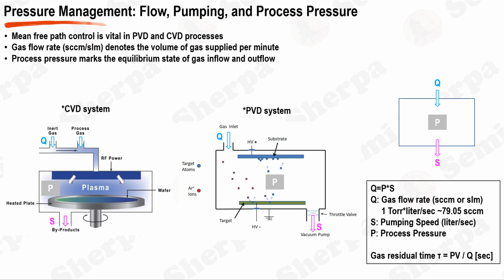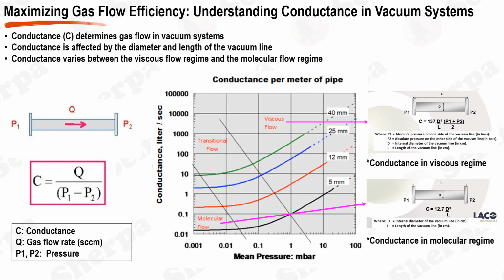is executed. CVD processes, which involve chemical reactions, generally operate at pressures around the Torr level. On the other hand, PVD processes, aiming to exploit long mean free paths, function at much lower pressures, usually at the millitorr level. Conductance, a fundamental concept in vacuum systems, plays a critical role in optimizing gas flow during semiconductor processes. Conductance, C, represents the ability of a vacuum system to transmit gas flow and is influenced by factors such as the diameter and length of the vacuum line.